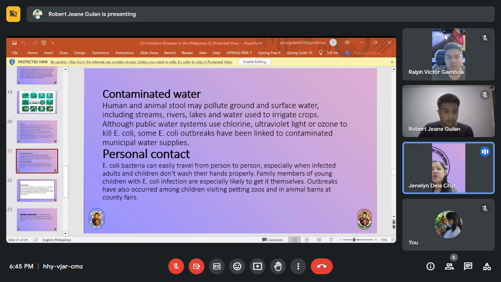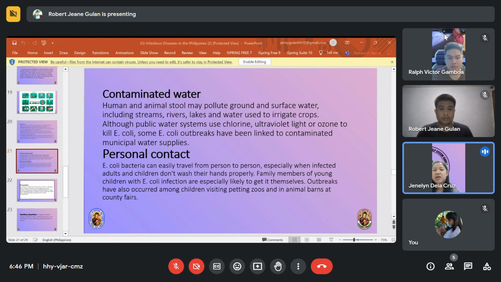Contaminated water. Human and animal stool may pollute ground and surface water, including streams, rivers, lakes, and waters used to irrigate crops. Although public water systems use chlorine, ultraviolet light, or ozone to kill E. coli, some E. coli outbreaks have been linked to contaminated municipal water supplies. So, doon po nakukuha din minsan yung mga contaminated water.